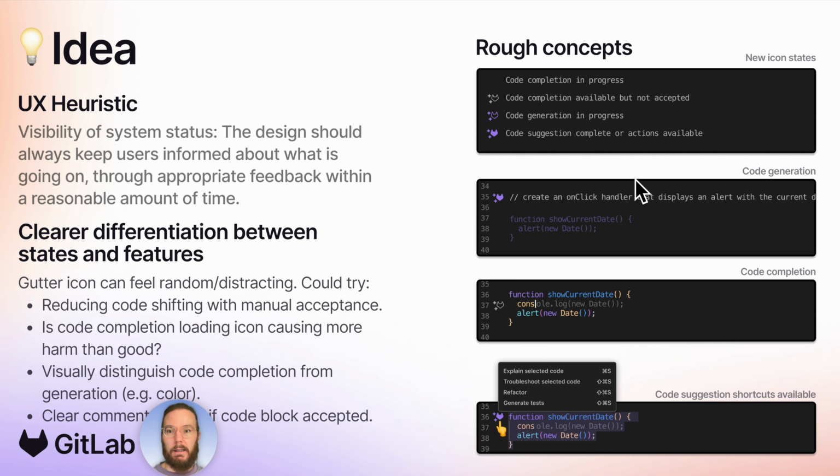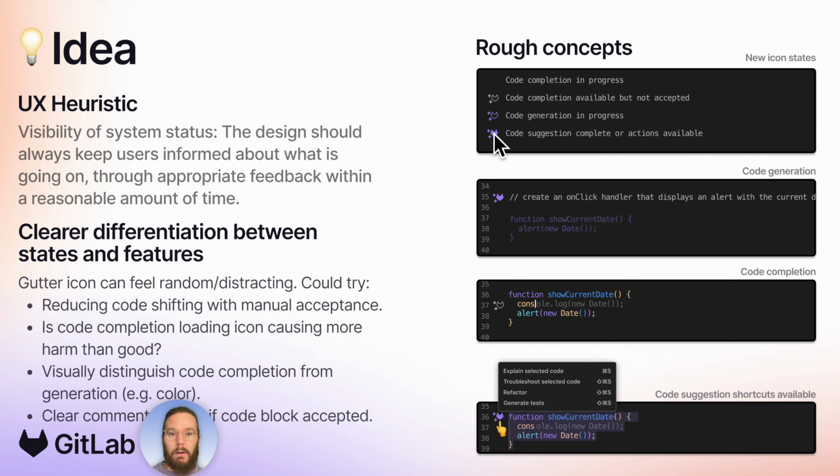Another idea is making the system status a little easier to understand for first-time users. For example, the gutter icon right now is quite small and it appears in and out of the UI, which can be a bit confusing. So one way we could do this is to maybe even remove the loading icon. Do we really need it? For example, if code completion's in progress, you can see that it's being auto-completed. But perhaps if code completion's available but you haven't accepted yet, it appears. For example, in this example on the right-hand side here, you can see that this is sourced from GitLab.